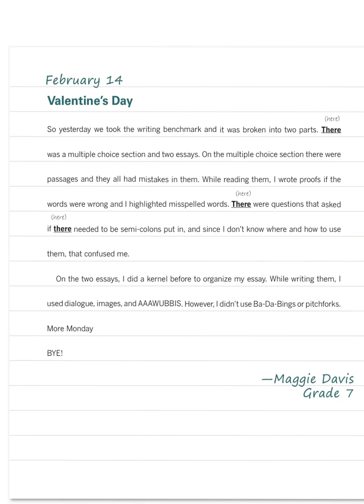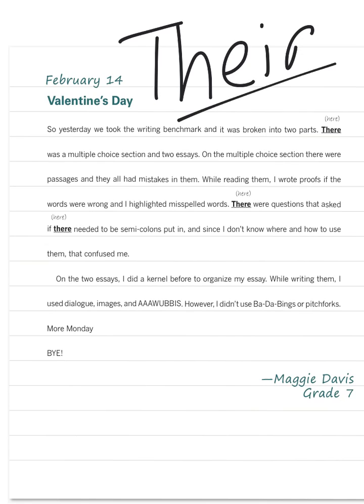So read through the rest of this journal entry, boys and girls, and wherever you see the word there, T-H-E-R-E, put in the word here and read it with the word here. See what it sounds like. In our next lesson, we will look at the word their, T-H-E-I-R.